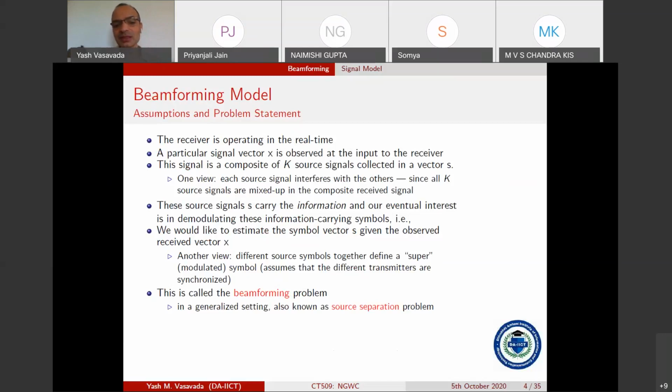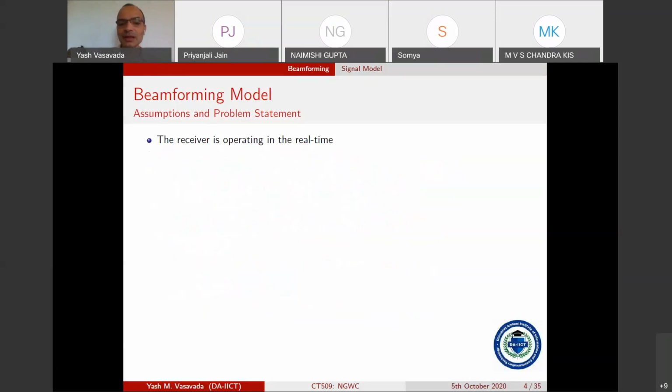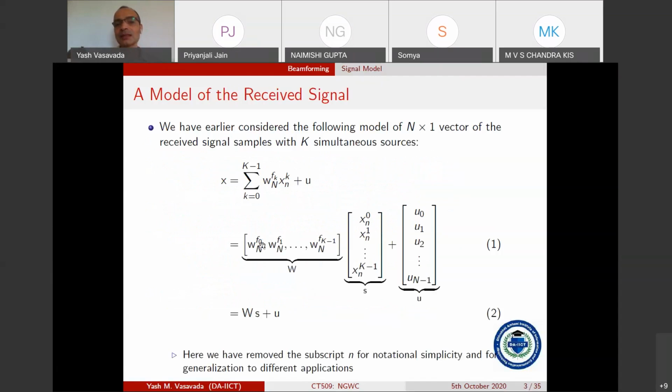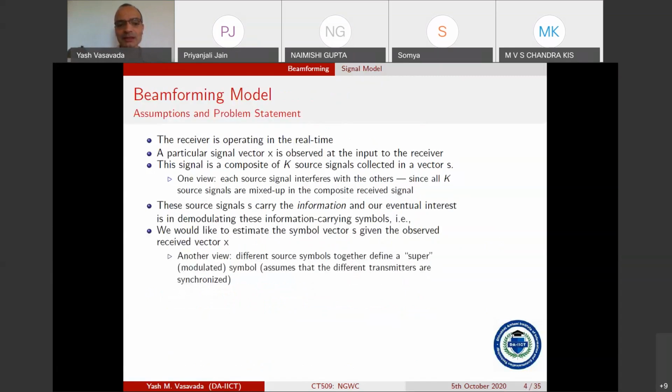Or it can also be called a source separation problem. Maybe the difference between beamforming and source separation, what I would say, is that in the technical papers, when the authors talk about source separation, they are not necessarily assuming that those column vectors of W are the complex exponential signals that we have seen in the earlier lectures. They may be experiencing, for example, some type of fading while getting transmitted in the wireless channel. So equation 1 remains the same, except the structure of those columns may differ in this source separation problem.